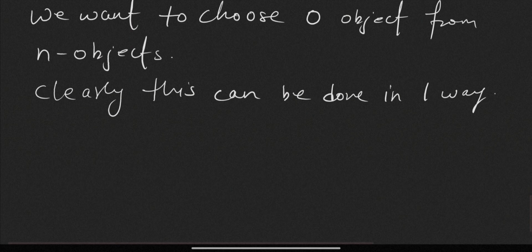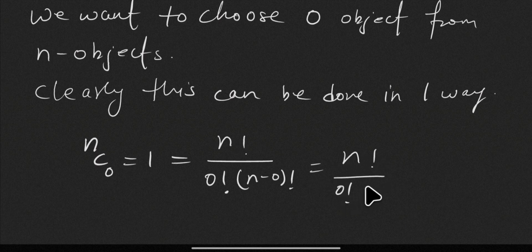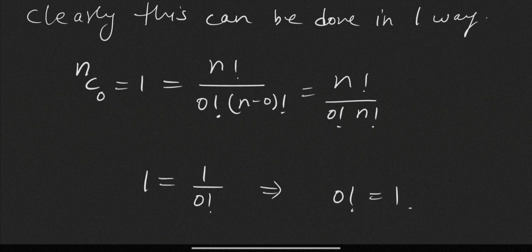So that is what we get: nC0 equals 1. But by the formula we get nC0 as n factorial by r factorial, that is 0 factorial, into n minus r factorial. So n minus 0 factorial, it is n factorial by 0 factorial into n factorial. When we divide n factorial by n factorial, we get 1. So it equals 1 by 0 factorial. On solving, we get again 0 factorial equal to 1.